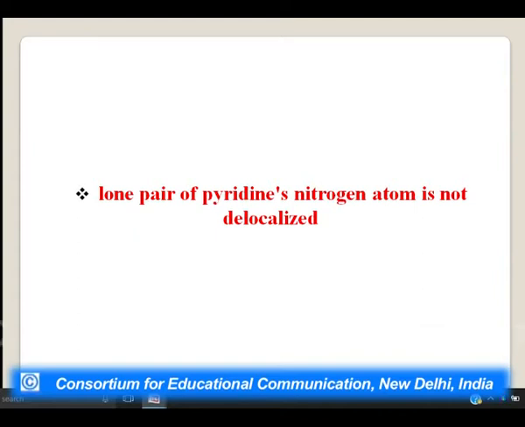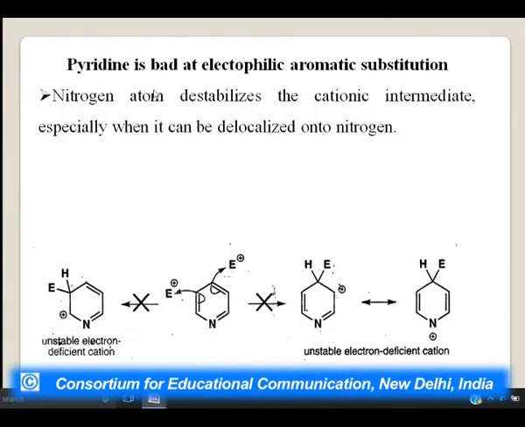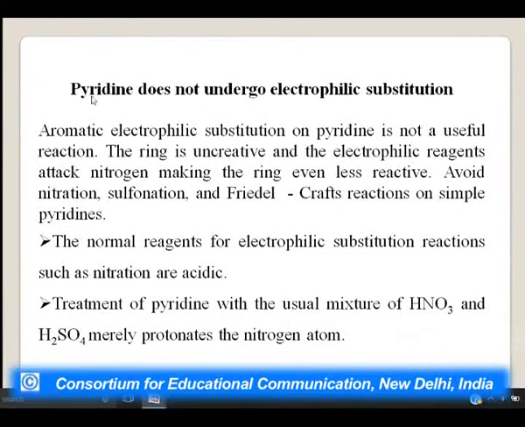Nitrogen has a lone pair of electrons, but the most important thing in pyridine is that it does not participate in delocalization. So pyridine is bad at electrophilic aromatic substitution. Why? You can see that the nitrogen atom destabilizes the cationic intermediate formed, especially when the charge can be delocalized onto nitrogen. You can see the delocalization, and this is an unstable, electron-deficient cation because of the positive charge on the nitrogen atom.